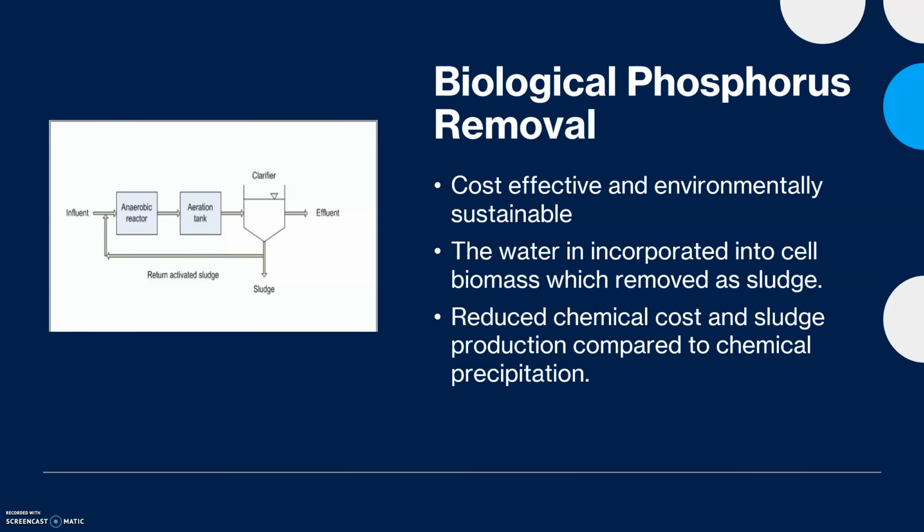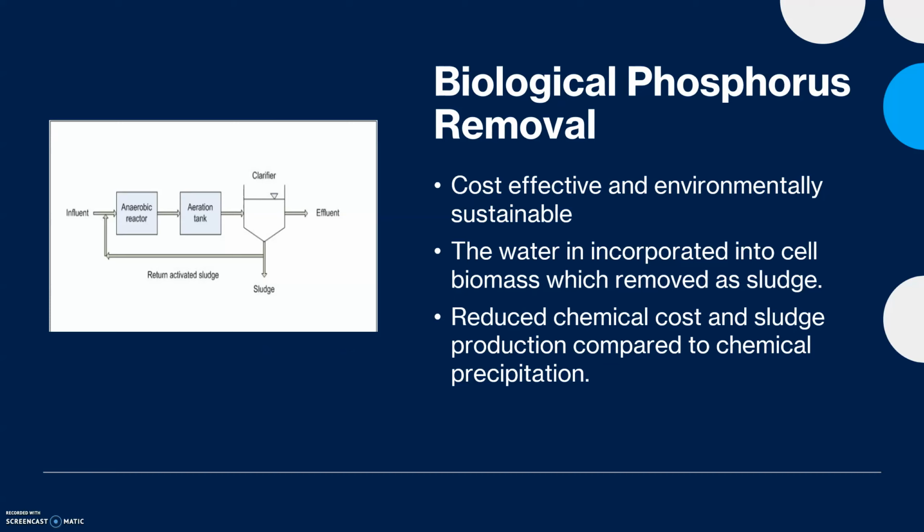Another, and our final, method of removing phosphorus is biological phosphorus removal. As you can see by the diagram on the left, the phosphorus water is filtered through an anaerobic reactor, an aeration tank, and a clarifier, and the clarified water gets sent to a different tank where it is filtered. And from that filtration, it produces sludge and activated sludge.